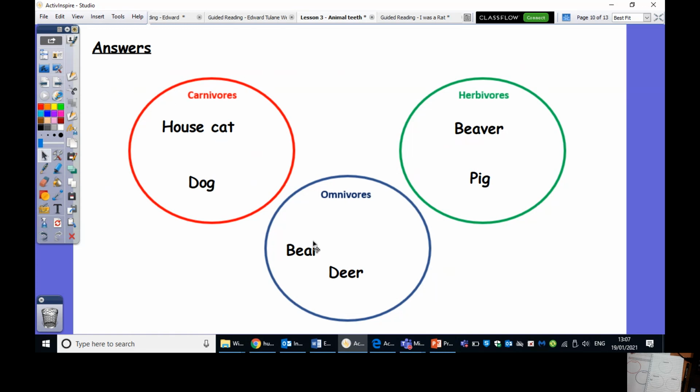So let me go through that again. Carnivores, house cat and dog. Omnivores, bear and deer. And then herbivore, beaver and pig. So tick those and mark those as we go along. If you've got some of them incorrect, don't worry about it, because it's really hard to tell with just the skulls and the teeth.